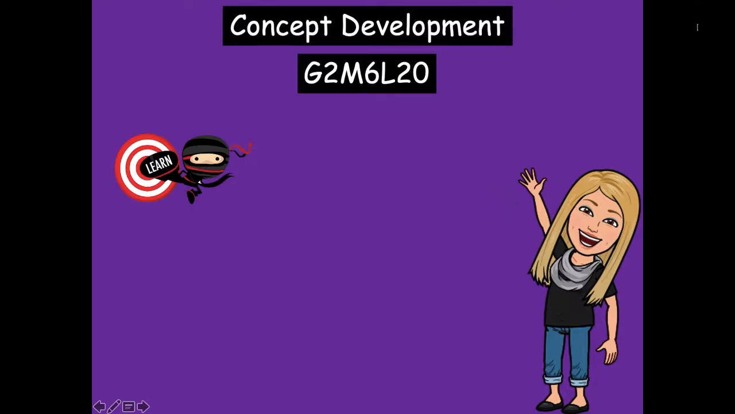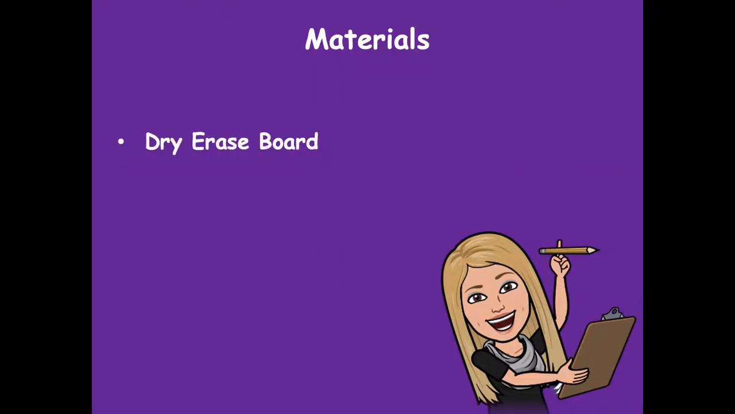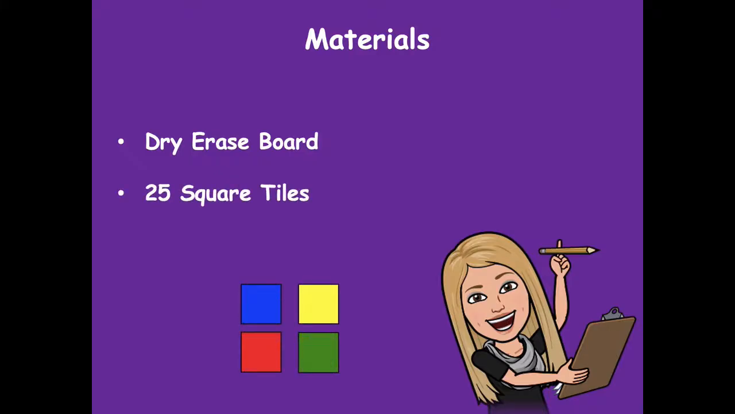For our lesson today, we're going to continue talking about even and odd numbers, and we're going to use arrays to help us. So our learning goal for today says, I can use rectangular arrays to investigate even and odd numbers. The materials that you'll need for this lesson are your dry erase board, and you'll need your square tiles, about 25 of them. So make sure you grab those before you get started.